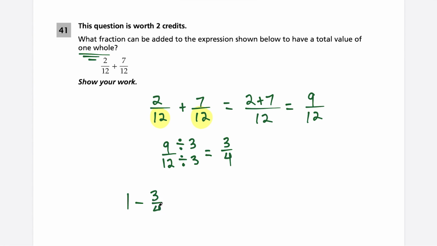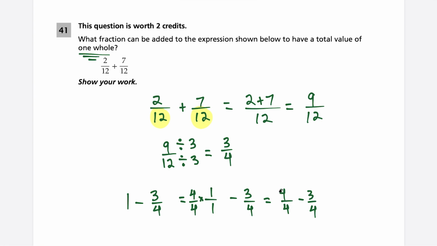And then for this one here, we would just have to find common denominators. So here I would write 1 as 1 over 1 minus 3 over 4. And for this, I would find common denominators by multiplying the top and bottom by 4. And then notice what we would have next. 4 times 1 is 4, over 4 times 1 is 4. So we have 4 over 4 minus 3 over 4.